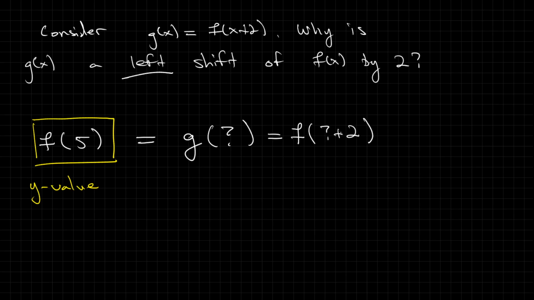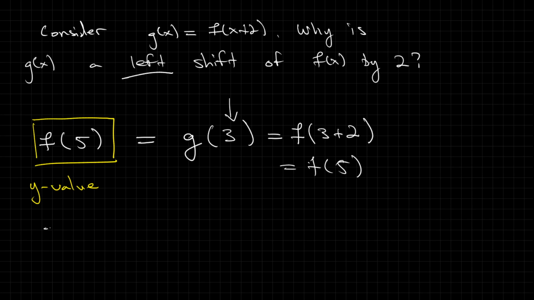So what that means is, if you want f of 5 to be the same as g of something, that question mark should be 3. Because we're taking that 3 and we're adding 2, and that will give me f of 5. So in order for the y value to match f of 5, you need to plug in an x value which is 2 less. And that's the idea of why these x values are moving to the left. You need to plug in something that is less, specifically 2 less.